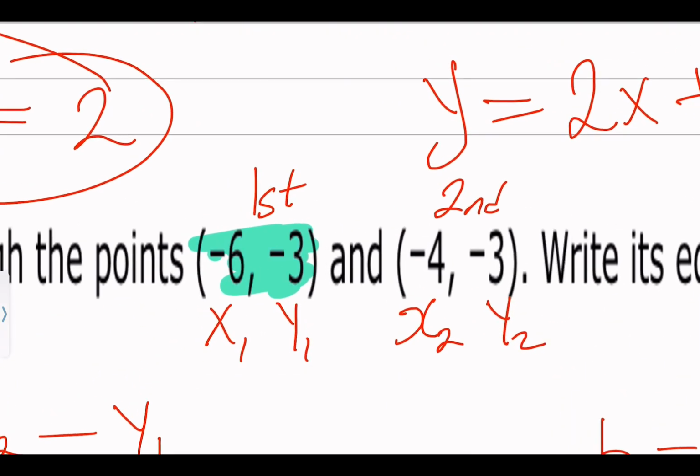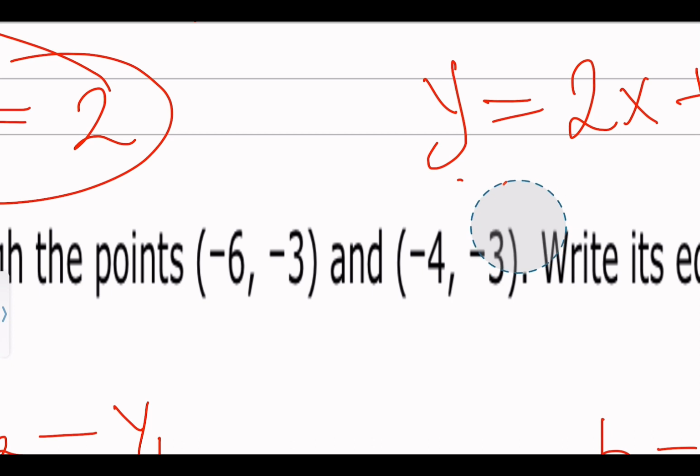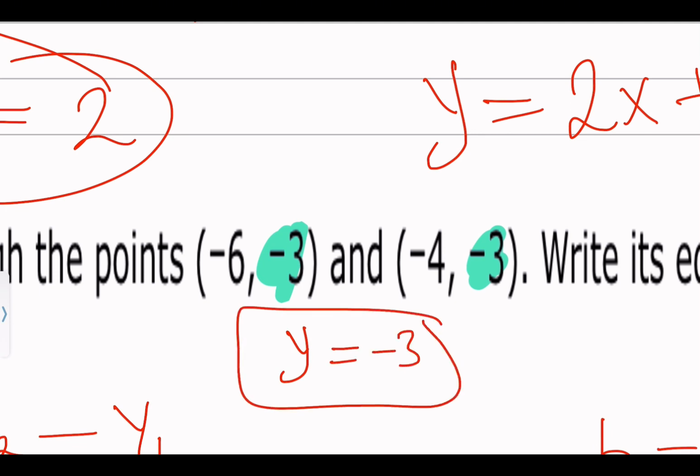What is strange here? Can someone tell me something strange that you see? Look at the question carefully. Maybe because of negative 3 and negative 3. The y values, they're the same. Exactly. Look at your y values, they're the same. So anytime you see a question like this and your y values are the same, don't go through the headache. All you do is say y equals negative 3. That's your answer.